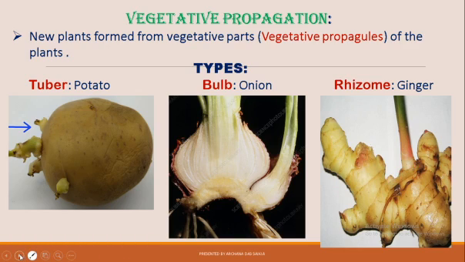Now we move on to the other types. We have one type, runner, which is very commonly seen in grasses.